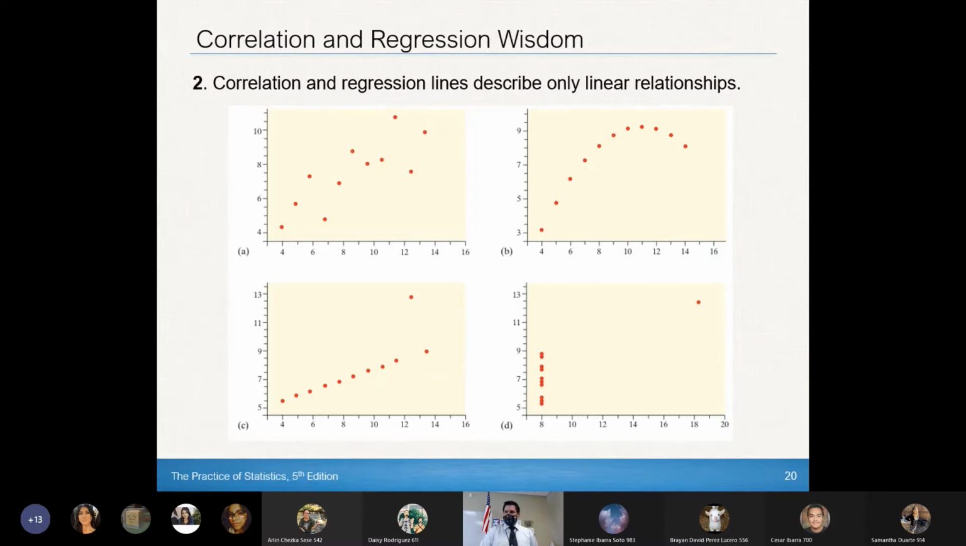And what about D? It looks like everyone thinks that C will have the highest correlation. It seems reasonable. It's the one that looks the most like a straight line. But here's the rub. They all have exactly the same correlation. All 4 of these graphs have an R equal to 0.816.